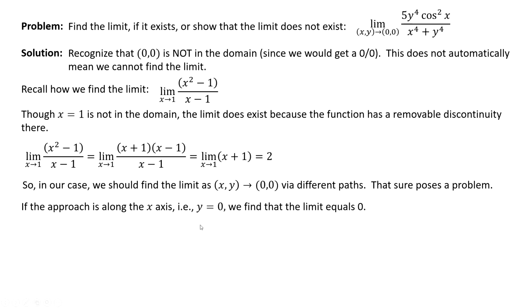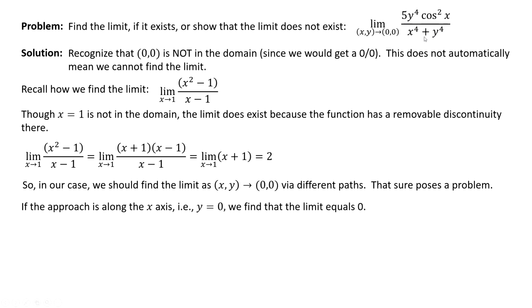Now, I think next I'm going to say, if the approach is along the y-axis, that means x is 0. I know the answer, but let me not show that to you. And let's think through. What is this we are saying? If the approach is along the y-axis, that is, x is equal to 0. Cool. Let's examine what happens. X is 0. The denominator simply becomes y to the 4. Cosine square 0. Oh, that's just 1. Would you agree? So what has happened to this? This has become 5y to the 4 divided by y to the 4.